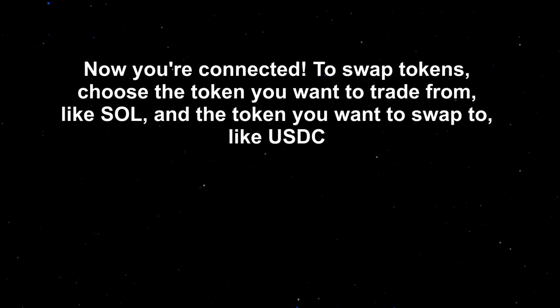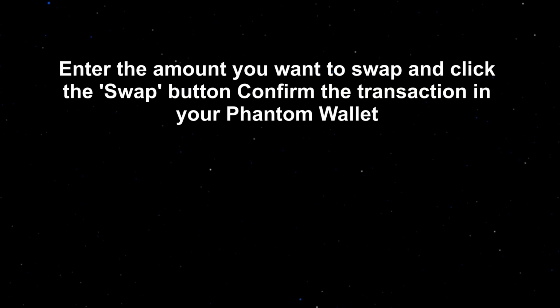Now you're connected. To swap tokens, choose the token you want to trade from, like SOL, and the token you want to swap to, like USDC. Enter the amount you want to swap, and click the Swap button. Confirm the transaction in your Phantom wallet.